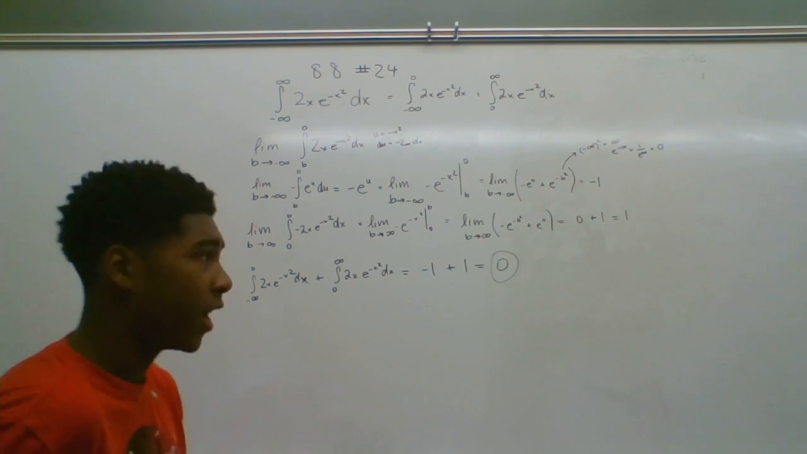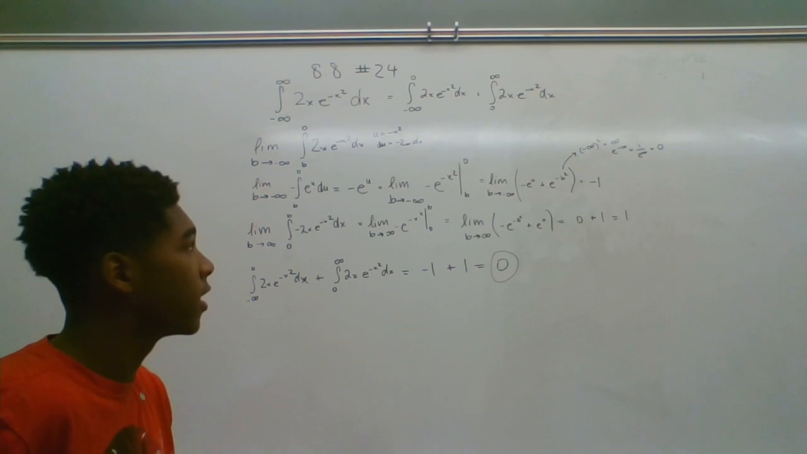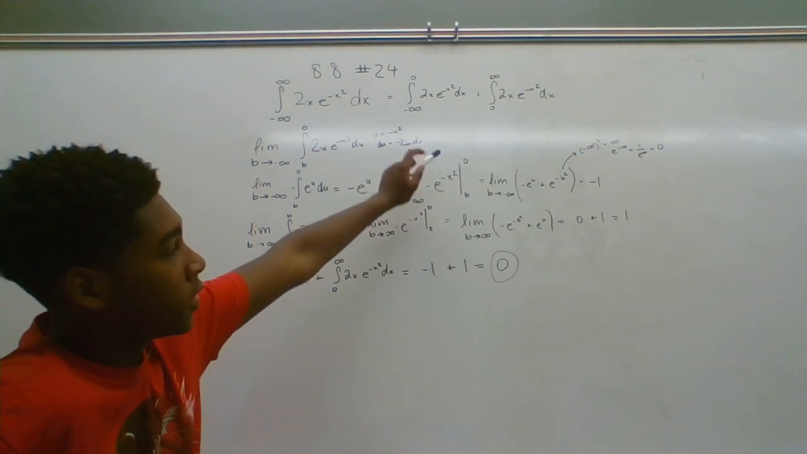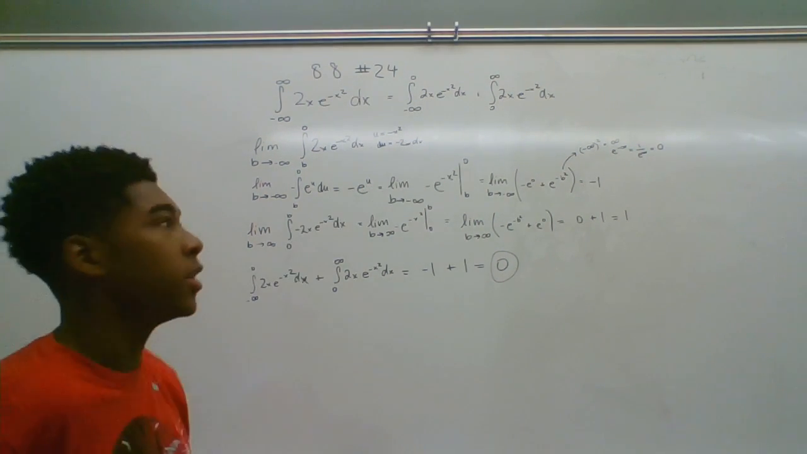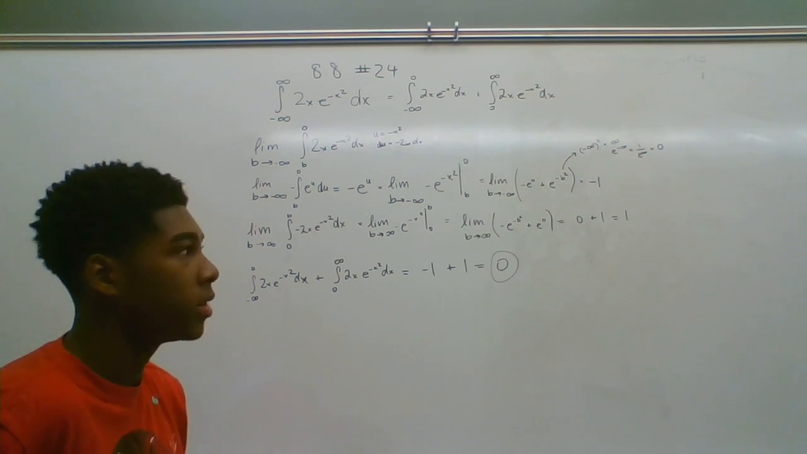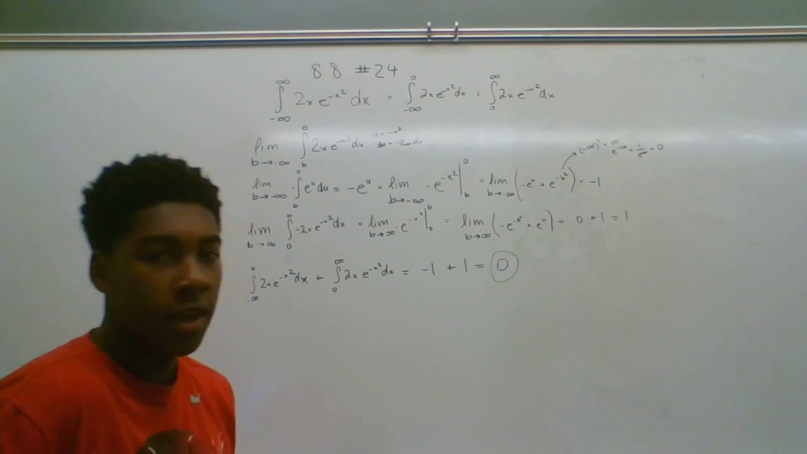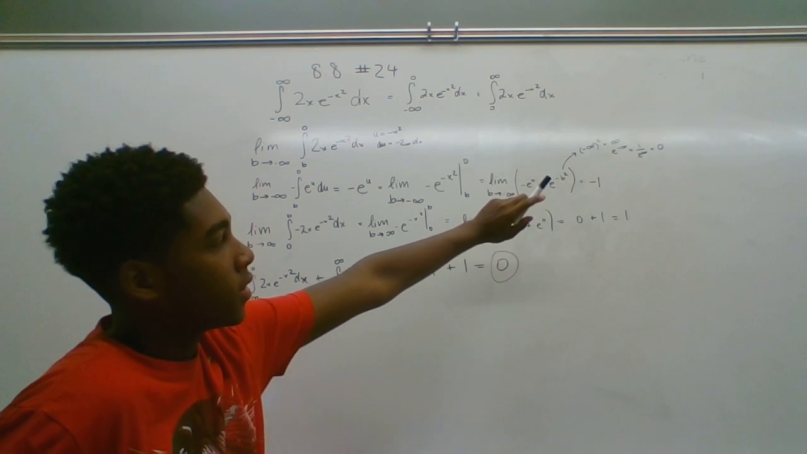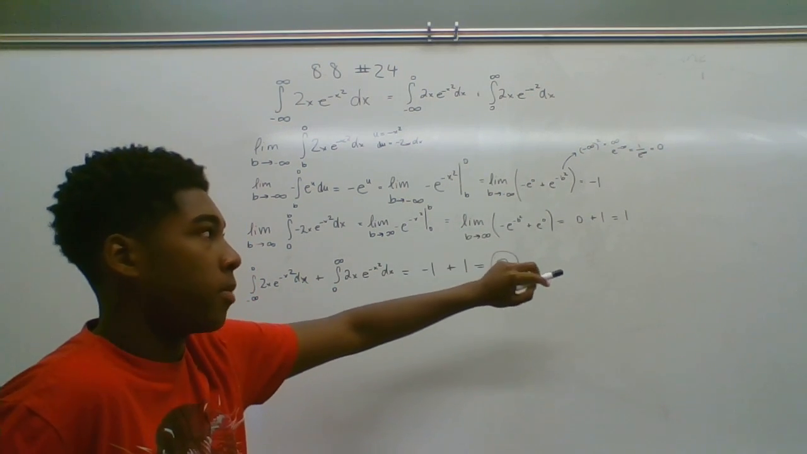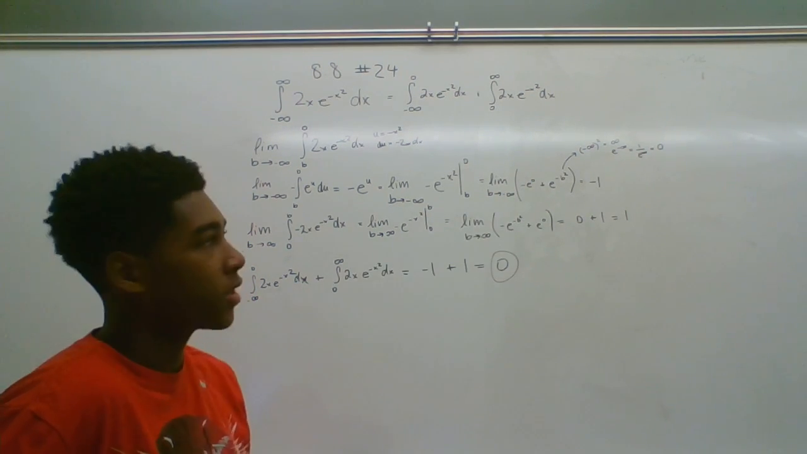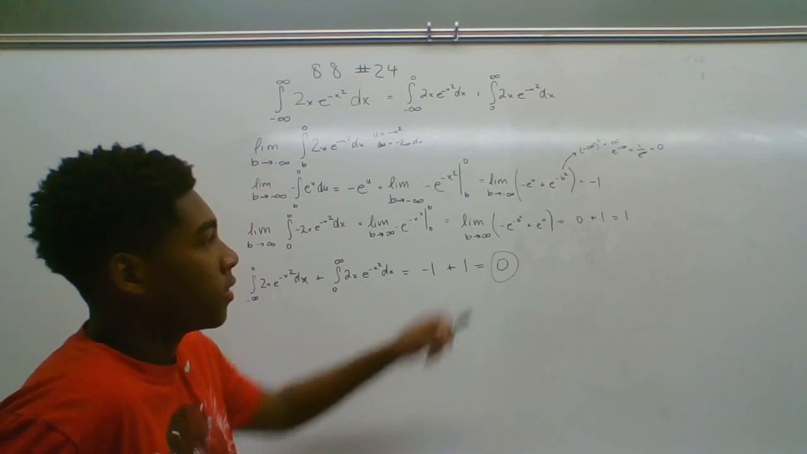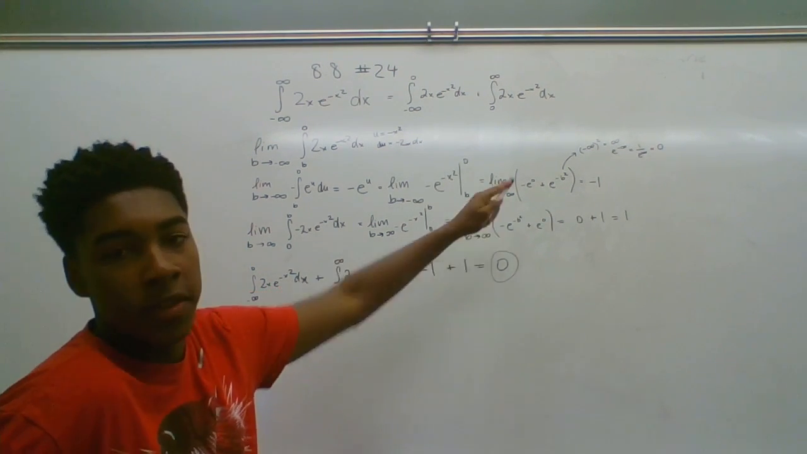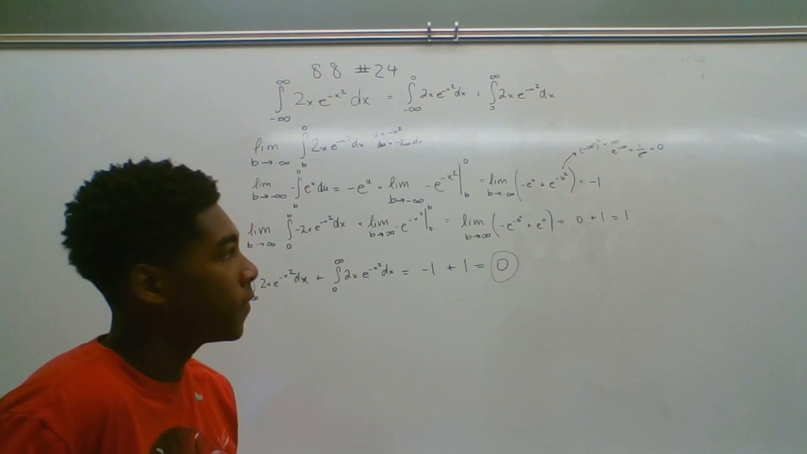And sub back in, you'll have negative e to the negative x squared, and then evaluate over this interval b to 0. You'll have the limit as b approaches negative infinity of negative e to the 0 plus or minus a negative, which is positive, plus e to the negative b squared. And then you'll take the limit. So everywhere we see a b, we'll sub in a negative infinity.